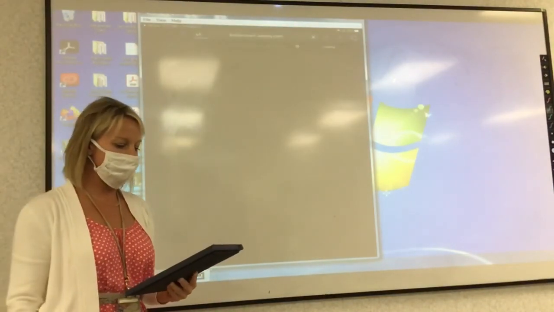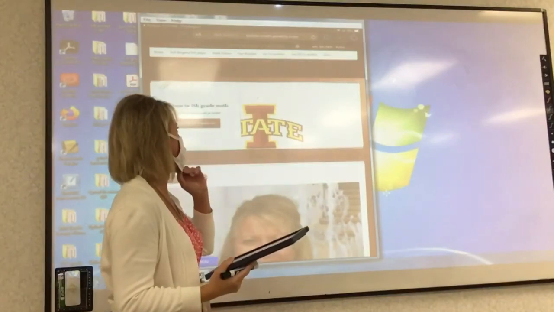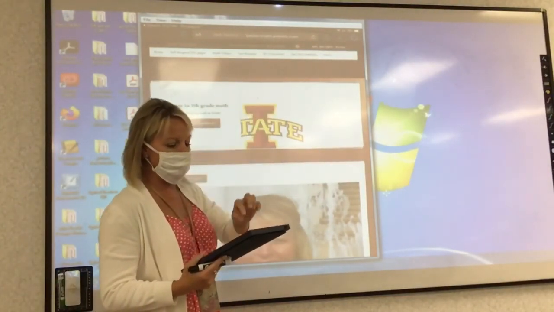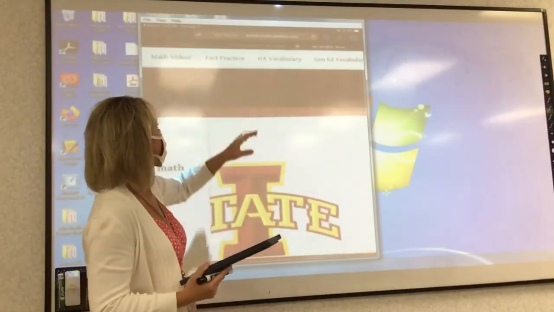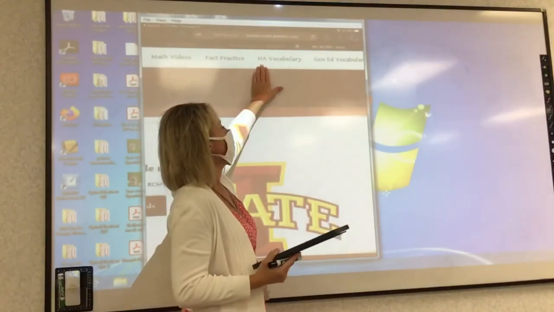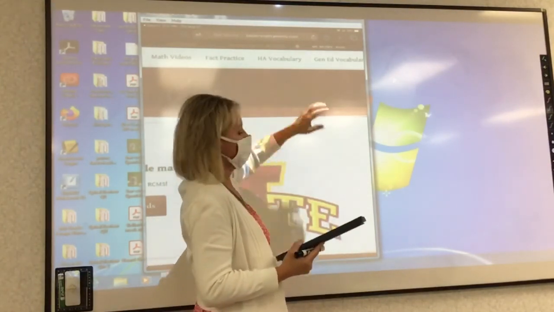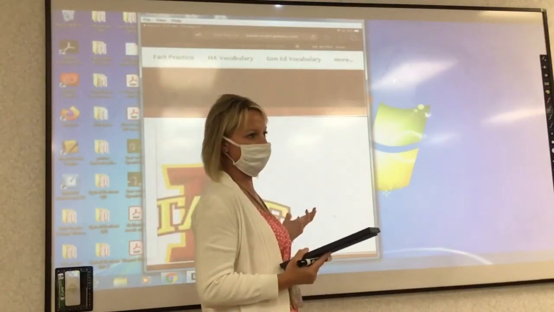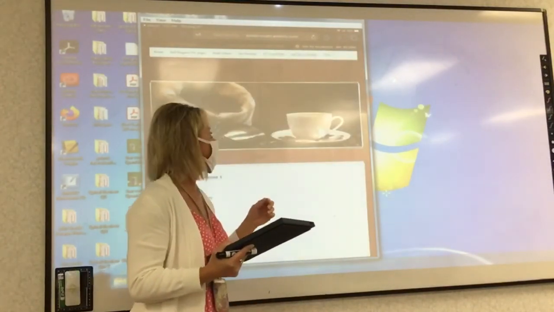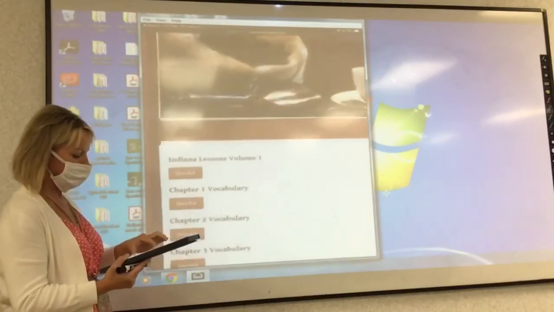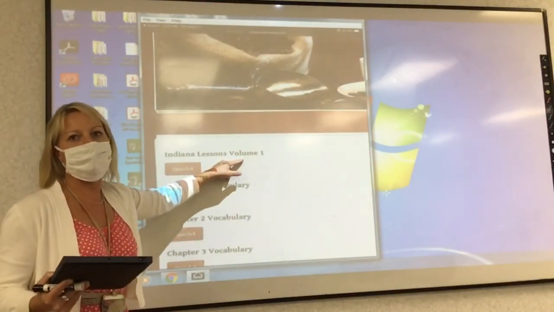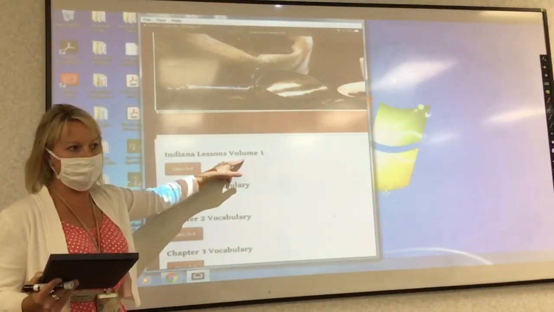Yeah, it's here, Mrs. Belden. It'll be beldenmath.weebly. At the top, it's hard to see right now, but you'll see a bunch of different tabs. HA is high ability, okay? Gen Ed is our class right now. We're going to click, and it says vocabulary. We're going to click on it. And if I look down here, it says Indiana Lessons, Volume 1. That's what we're at. When those pages say IN, they're Indiana Lessons.